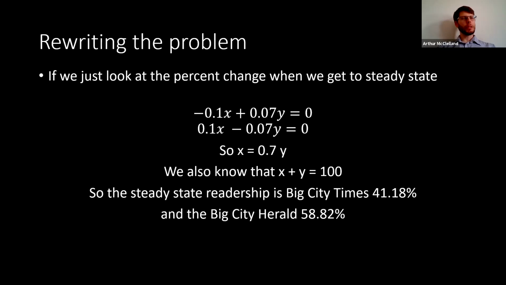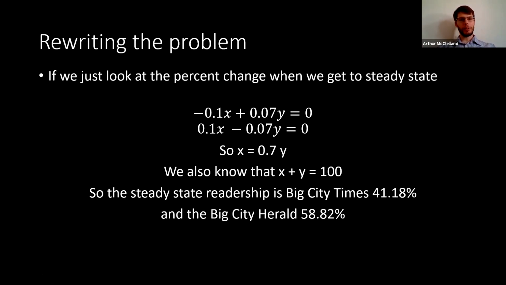If we rewrite this problem just a little bit, and if we think about the percent change we get when we get to steady state, so we lose 10% here, so negative 0.1, and we add 7% here, 0.07. On the other equation, we gain 10%, we lose 7%. And in steady state, there's no change. So we can set this equal to 0. And then we can see these are actually not independent equations. These are the same equation, just written 2 different ways. And so we can see x equals 0.7y, but we can't solve for what x and y are. We can only solve for the relationship between x and y.